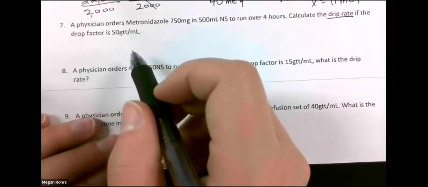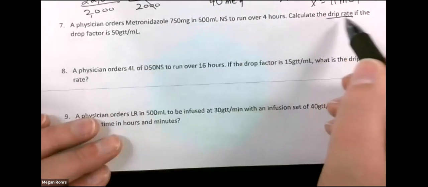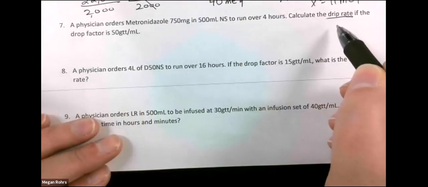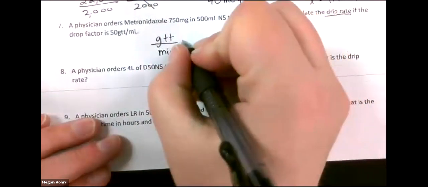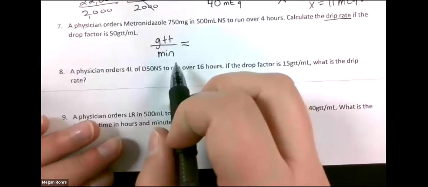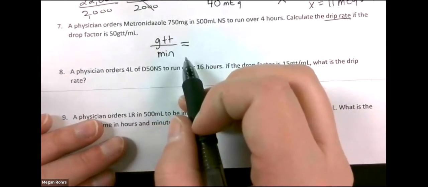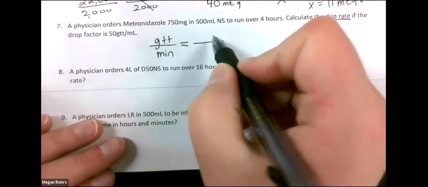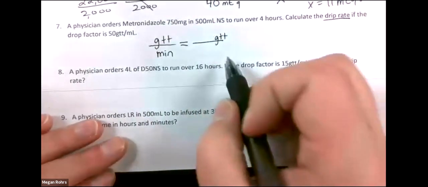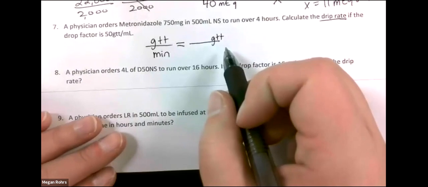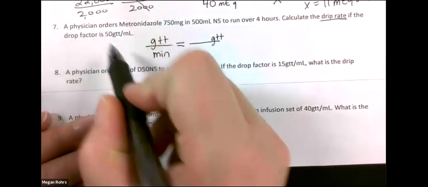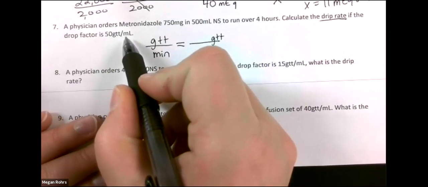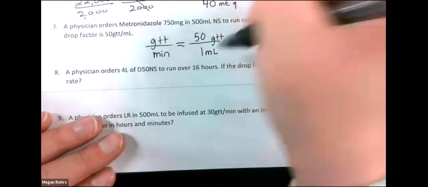So, dimensional analysis. We know that drip rate is always drops per minute. So let's start with what we want to find, and follow that up with an equal sign. Now, the next step is to take the information that we're given, and we want to have drops on top of our first fraction here. We know that the drop factor, there are 50 drops in every 1 milliliter.